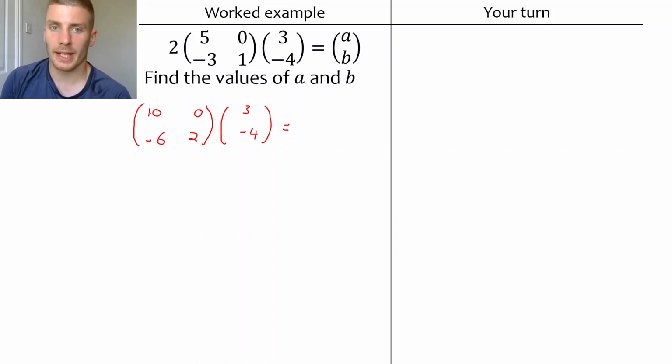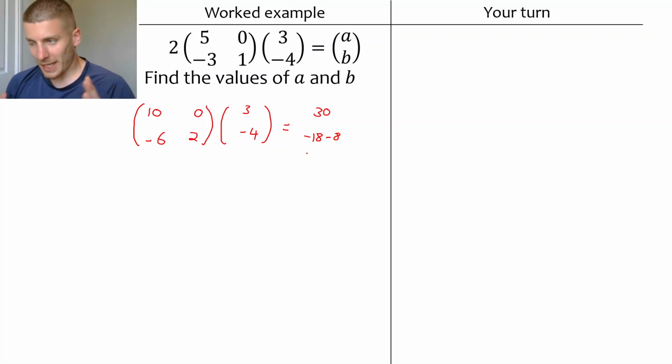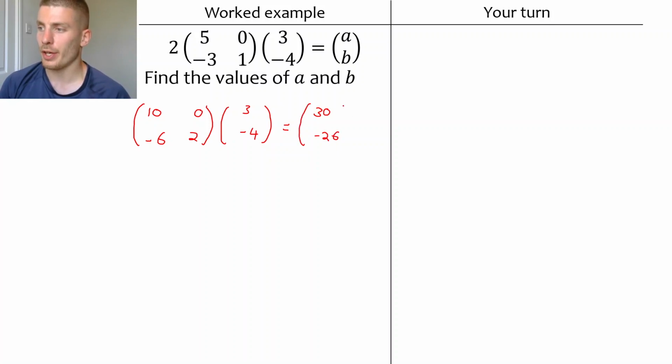So we do 10 times 3, which is 30, 0 times minus 4, which is just 0, so 30 goes on the top. That was the first row with the first column. You then do the second row with the first column. So negative 6 times 3 is minus 18, and you add on 2 times minus 4, which is minus 8, and minus 18 take away 8 gives you minus 26, so that's going to go to negative 26.